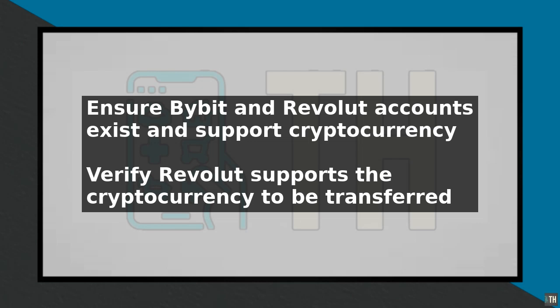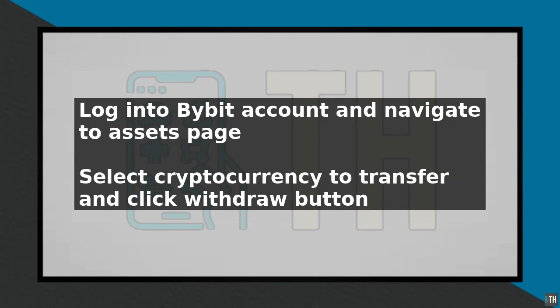Start by logging into your Bybit account and navigating to the Assets page. Here, you will see a list of all the cryptocurrencies you hold on the platform. Select the cryptocurrency you want to transfer and click on the Withdraw button. You will then be prompted to enter the withdrawal address.